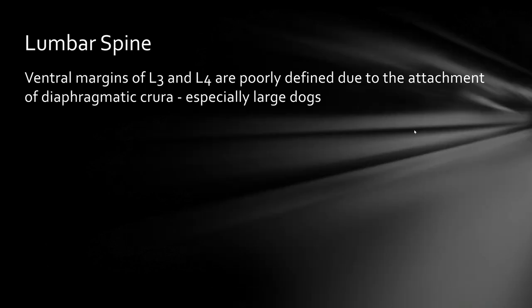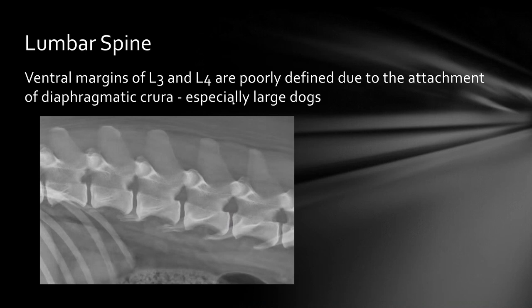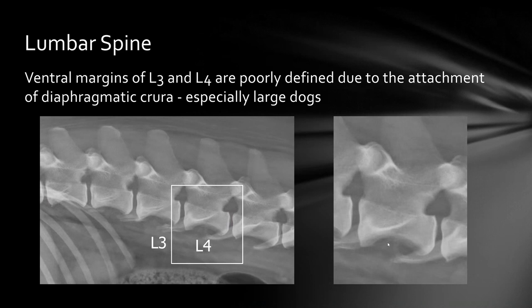An interesting feature, especially in larger dogs, is that the ventral margins of L3 and L4 may be somewhat poorly defined. So this is L3, this is L4. And if you look closely at the ventral margin of these vertebrae, they're somewhat poorly defined, somewhat lobular, somewhat less sharp than the cranial lumbar vertebrae.